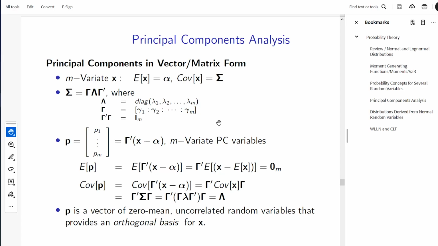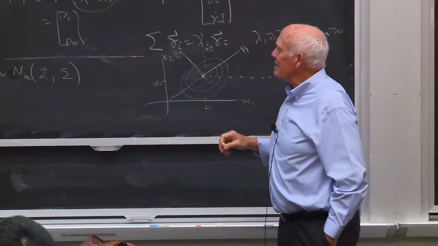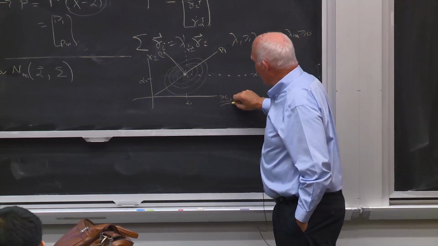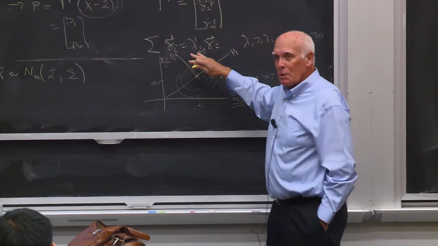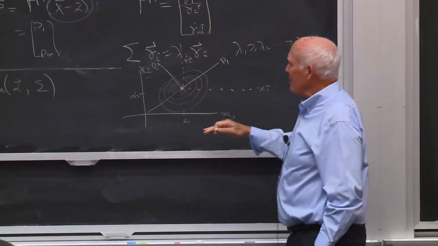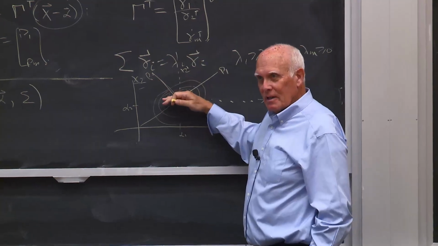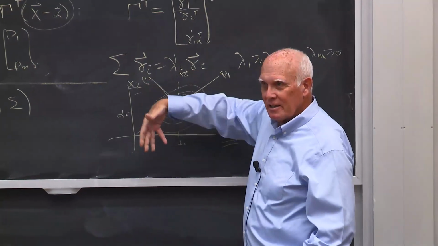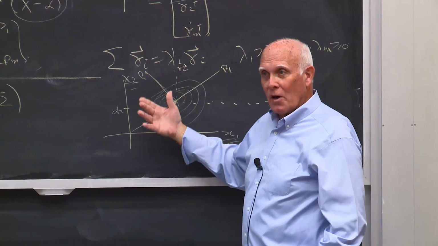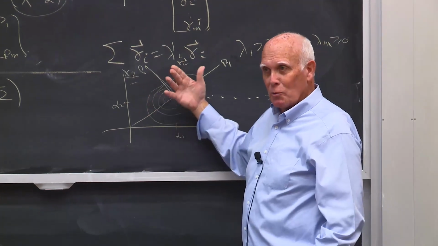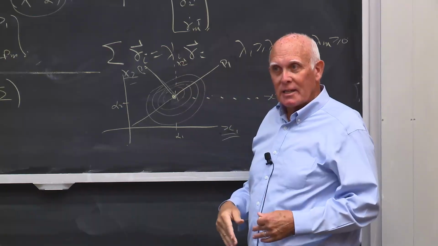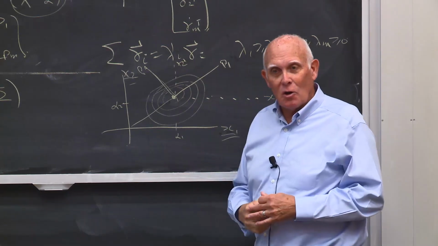Now, what's interesting to highlight is that in the transformation from the original x's to the principal component variables, the only thing we've done is shift the origin and then rotate the coordinate axes in an orthogonal way. So we're maintaining right angles between coordinate axes. And that's all we've done.